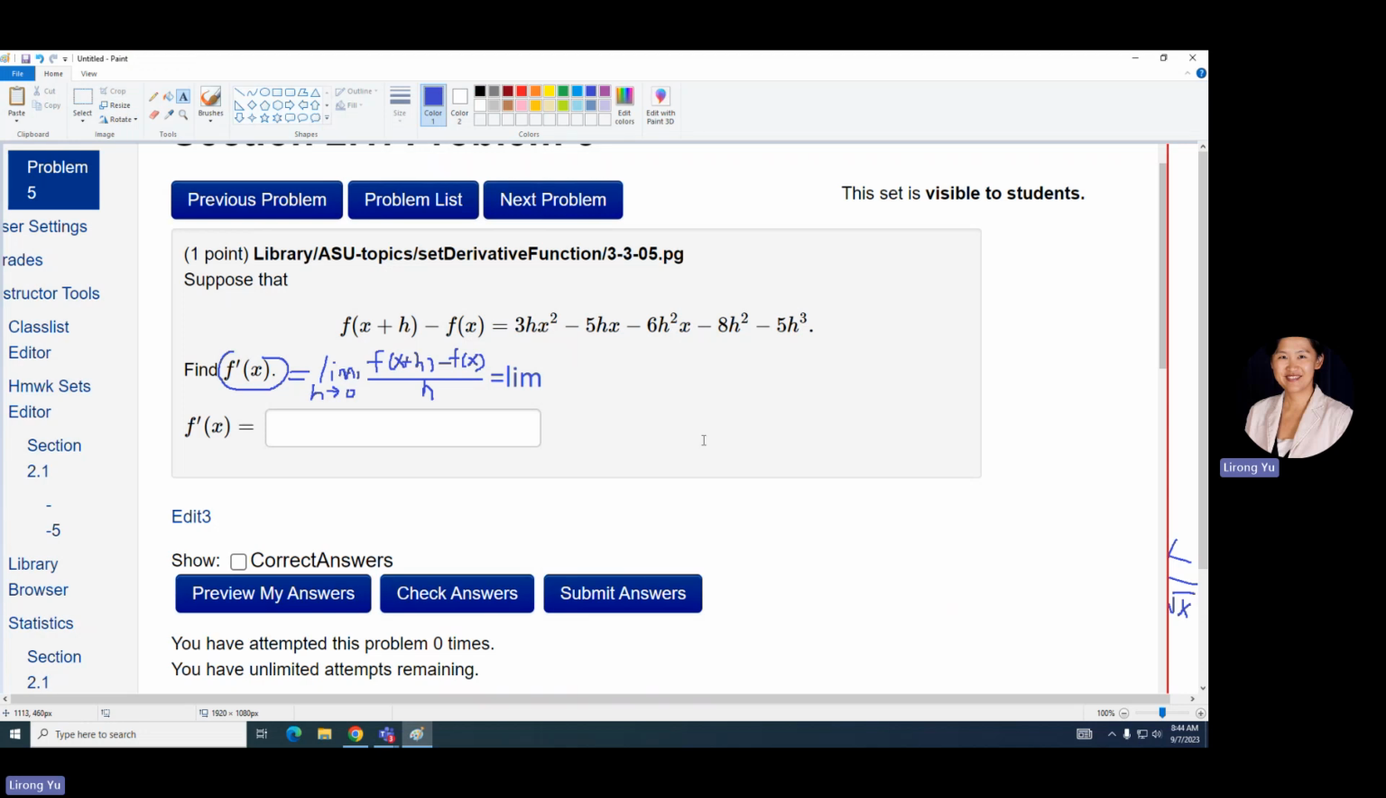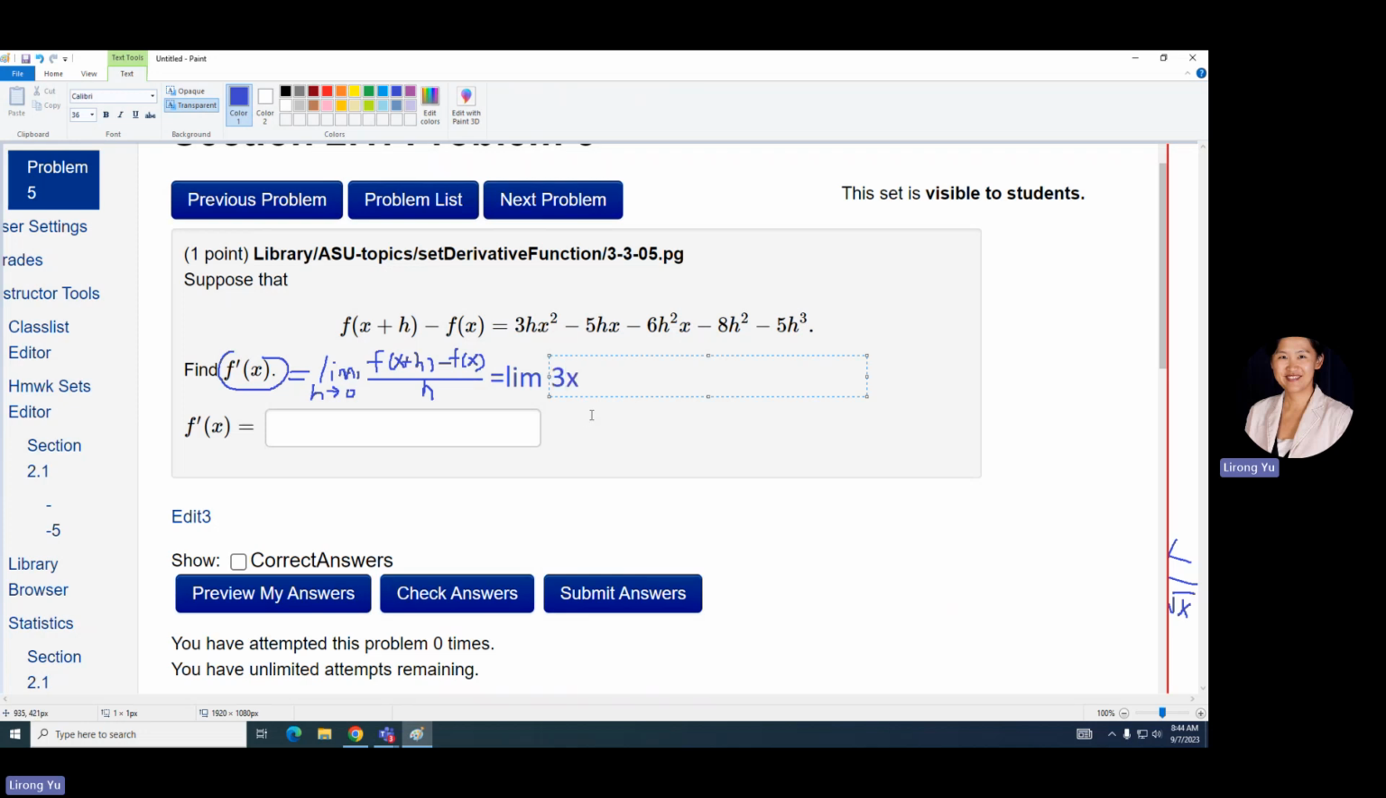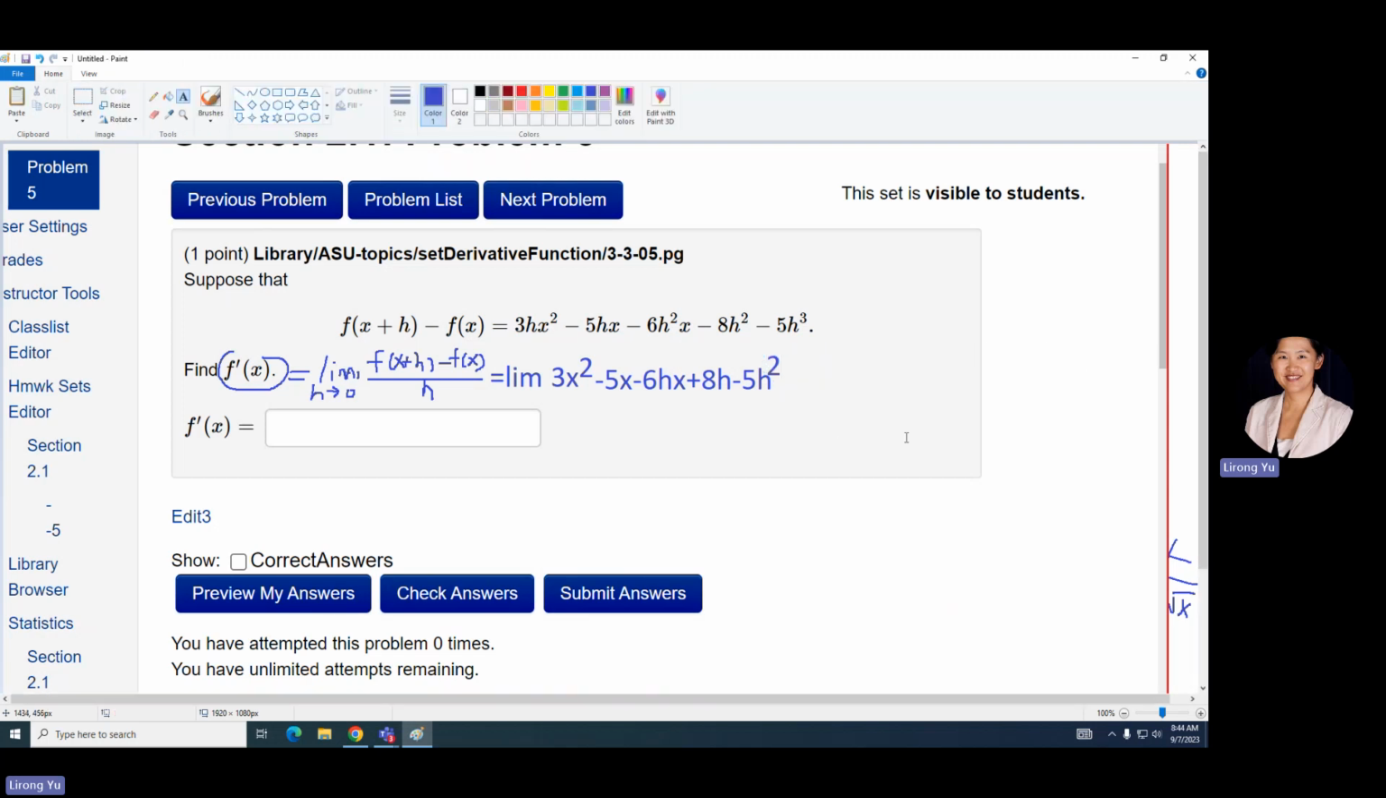So one of the h is divided by this h to lower the power of h. And then it becomes 3x squared. The h is divided out. Minus 5x. The h again divided out. Minus 6hx. There's h left. Plus 8h. One of the h is divided out. So we basically lower each power of h. The last one, minus 5h cubed, now becomes squared because we divide out the h. Are we okay there?